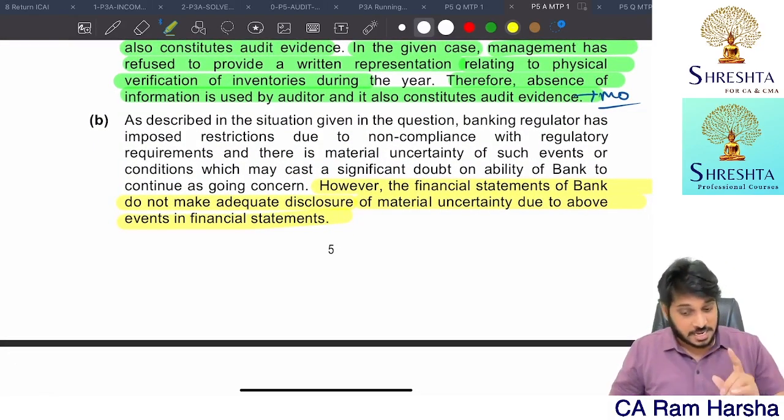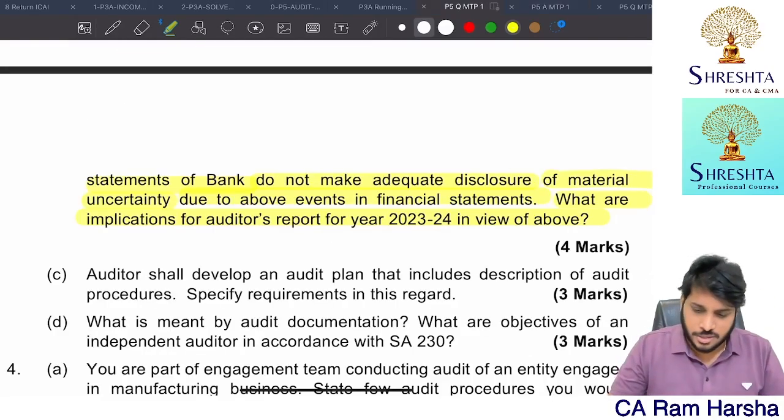Please read this answer. Don't neglect it. Every answer, not just this. Every answer you have to read once. It is like a revision for you. Next.